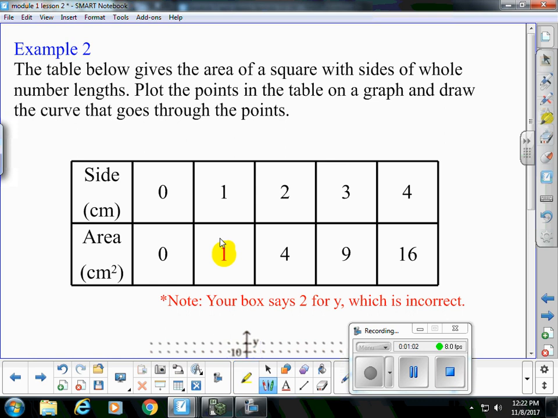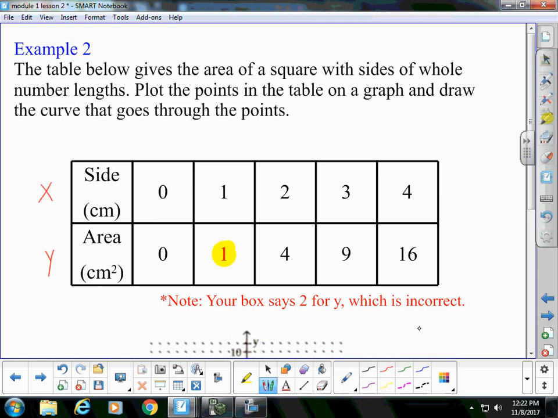The sides are x and the area is y. Your y value has a 2 right there and it needs to be a 1. So please make sure you change that. Otherwise your graph won't look correct.